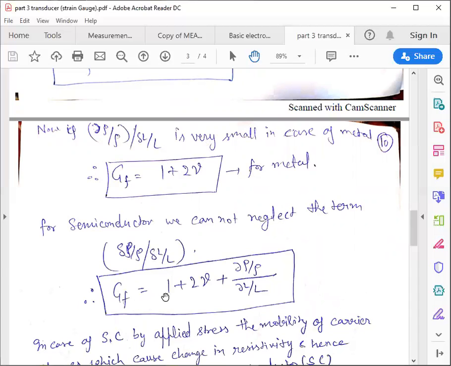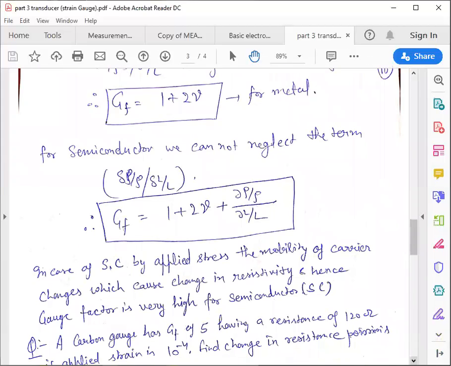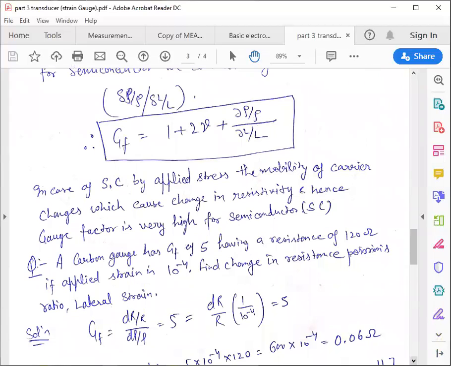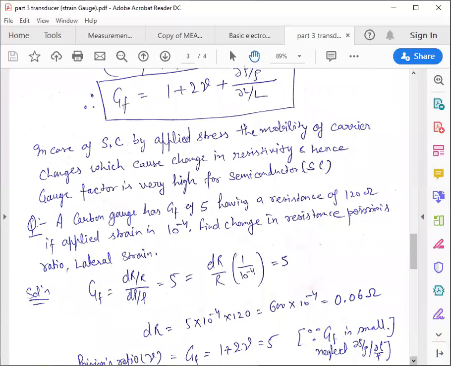Now for semiconductor, we cannot neglect this term because this term is large. So GF is equal to 1 plus 2V plus delta rho by rho divided by delta L by L in case of semiconductor. So we can say that Gauss factor of a semiconductor will be more than the Gauss factor of a metal. Now to understand this, we take a simple numerical problem.